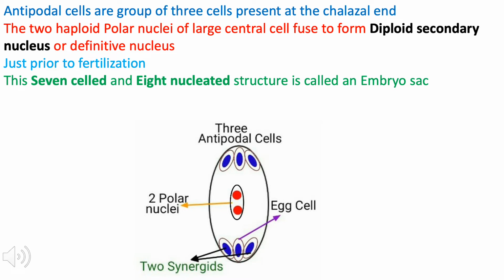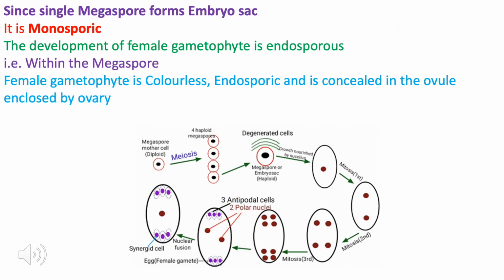Now how many cells is it? 7. 3 antipodal cells, one diploid secondary nucleus, one egg cell, and two synergids. An 8 nucleated structure is called an embryo sac. Since a single megaspore forms the embryo sac, it is monosporic. The development of female gametophyte is endosporous, that is within the megaspore. Female gametophyte is colorless, endosporic, and is concealed in the ovule enclosed by ovary.